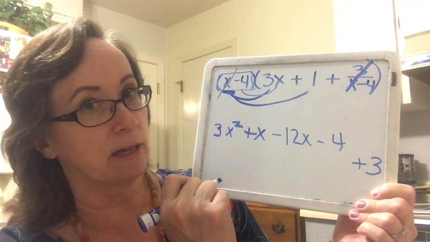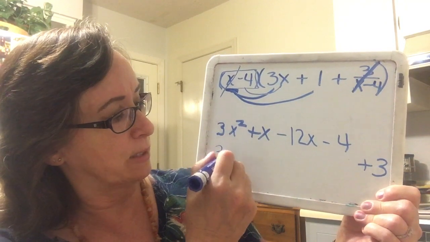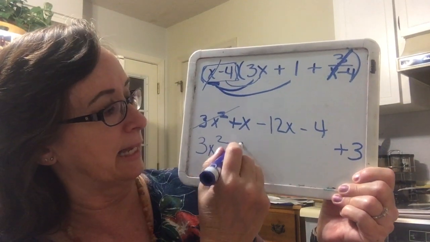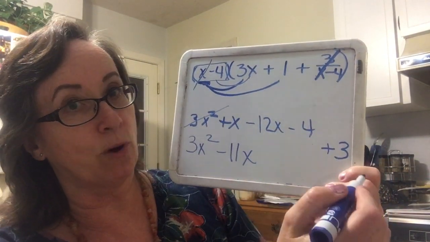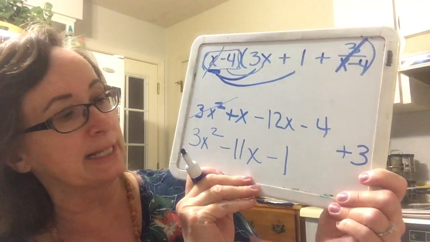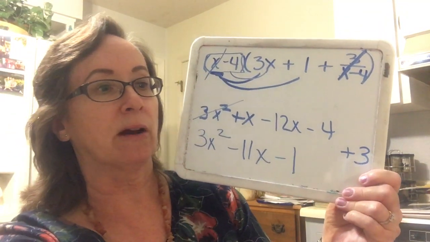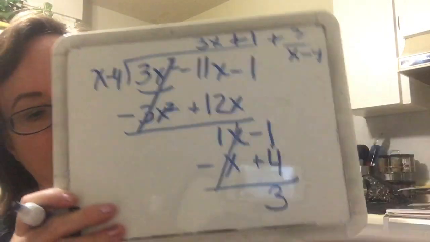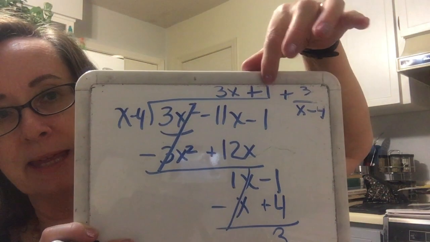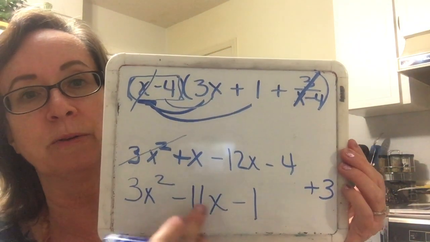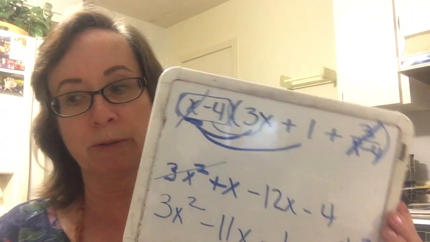Now 3x squared has no like terms, so 3x squared stands alone. Okay, I've got an x minus a 12x is a negative 11x. I've got a negative 4 plus a 3, which is a negative 1. Now, was 3x squared minus 11x minus 1 what we started with as our dividend in the problem? And yes, it was. So we multiplied this by this to get the dividend, and we checked our answer, and there it is. Okay, so we got back to our original dividend, which is what we were trying to do.